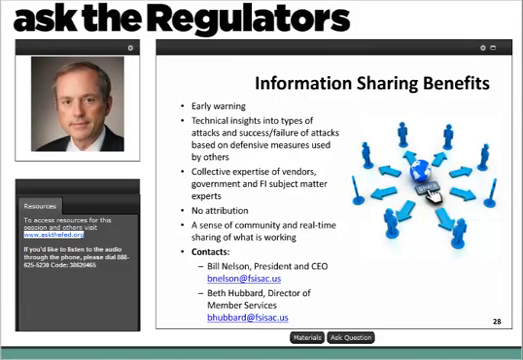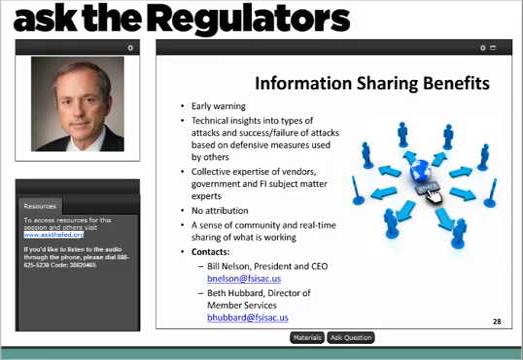It also brings together the collective expertise of vendors, government, as well as financial institutions, subject matter experts. Also, there's no attribution, and the information is not made public. We keep the press out, and we use a thing called the traffic light protocol, which really works. Finally, there is a true sense of community, of not having to go it alone.